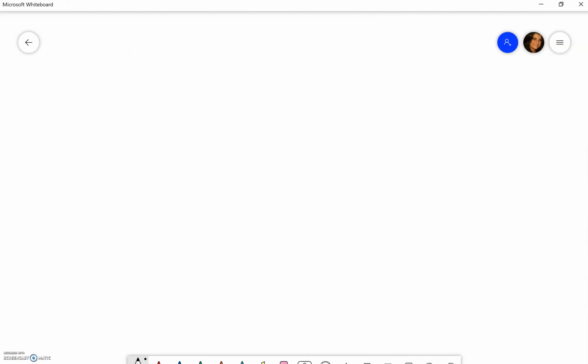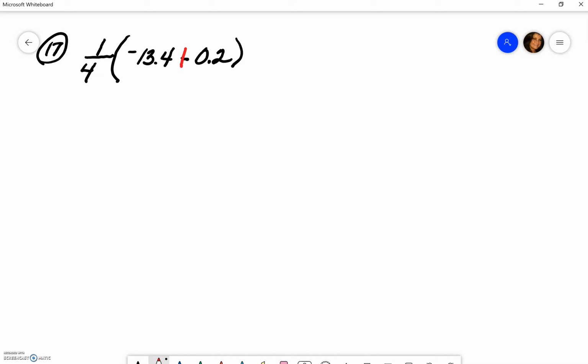All right, number 17. Now 17 has a fraction multiplied by whatever's inside the parenthesis. So it's 13.4 minus, and then we have 0.2. So we know we have to solve inside the parenthesis before we multiply that fraction. But it looks like I have to apply, since there's a negative and a positive, remember, we have to change this to a plus and make that the opposite sign. So now inside the parenthesis, we're adding two negatives. So we'll end up with a negative answer of negative 13.6.